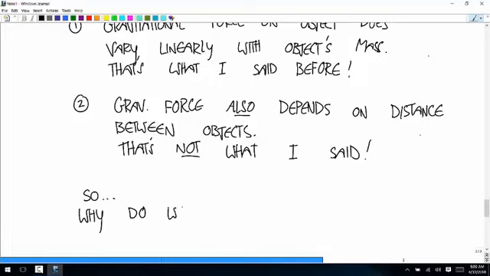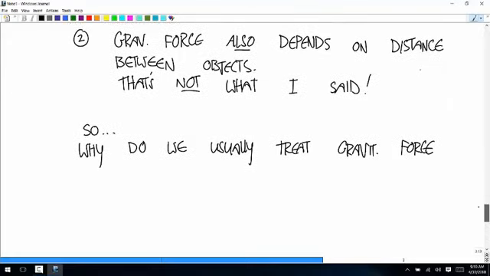So why do we usually treat the gravitational force as independent of the height?